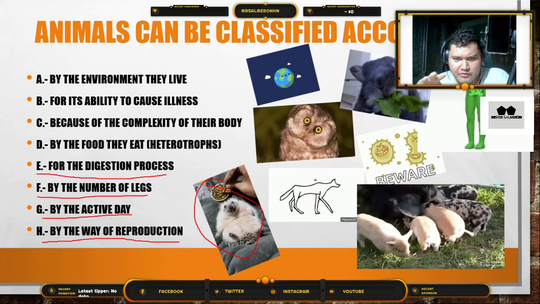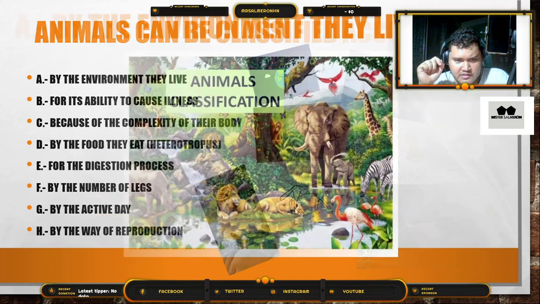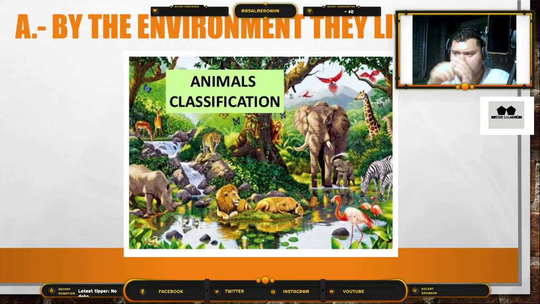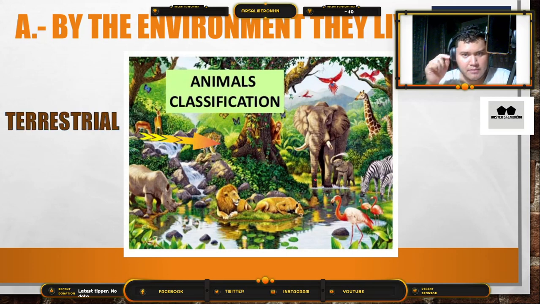Okay, so after all this, let's continue with the next slideshow. I want to focus now and speak more about the classification of the animals according to the environment where they live. If the animals live on the land, they are terrestrial. Can I give examples of terrestrial animals? I'm sure that you can give a lot of examples. Try to think over there at home of examples of land animals or terrestrial animals.